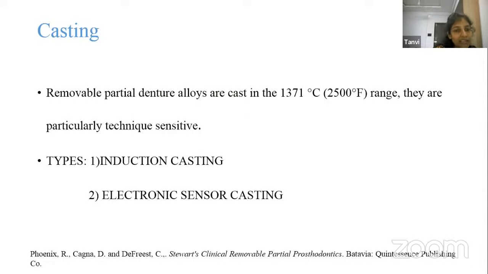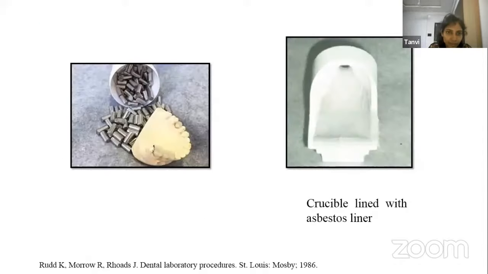The type of casting procedure to be followed depends upon the type of alloy, which will also decide the temperature of the commercially available machines we are using. For the cast partial denture, we usually go with a temperature range of around 1300 degrees centigrade. They are of cobalt chromium or nickel cobalt chromium, titanium, so they work in that temperature range. The casting machines can be induction casting or electronic sensor casting.